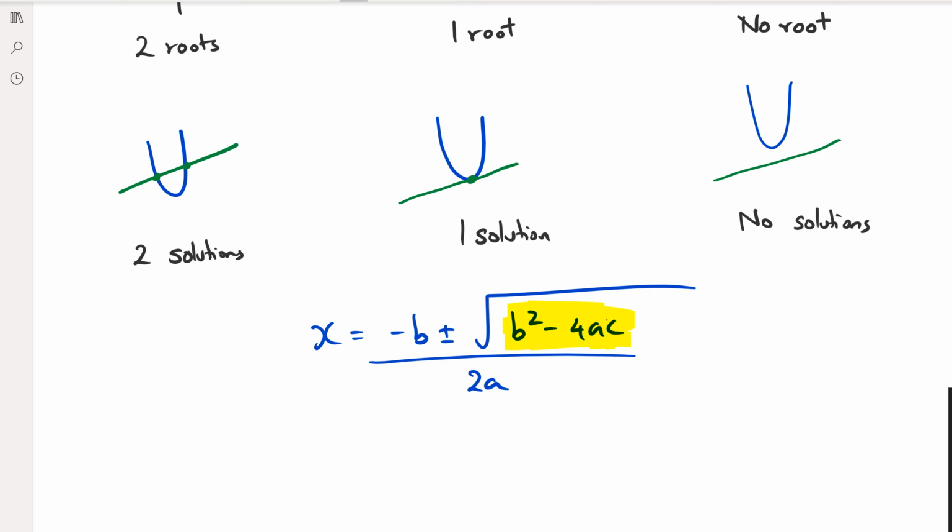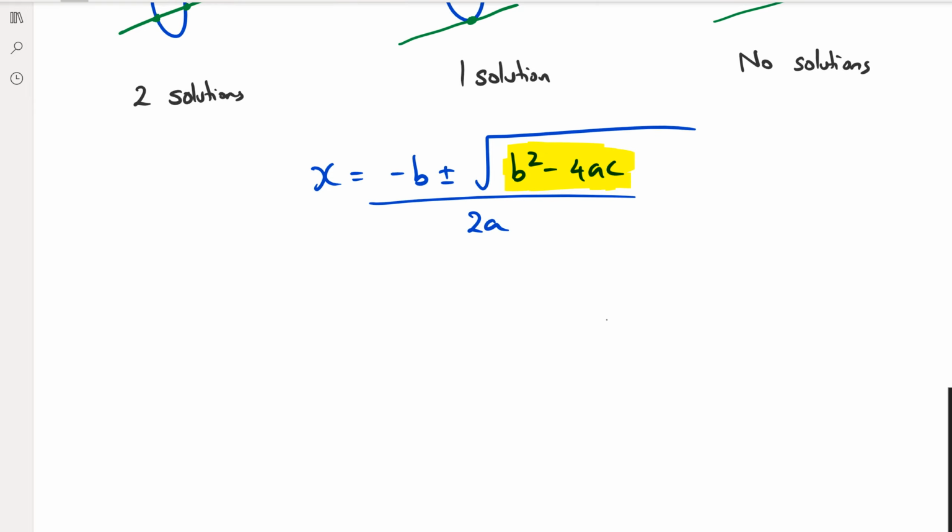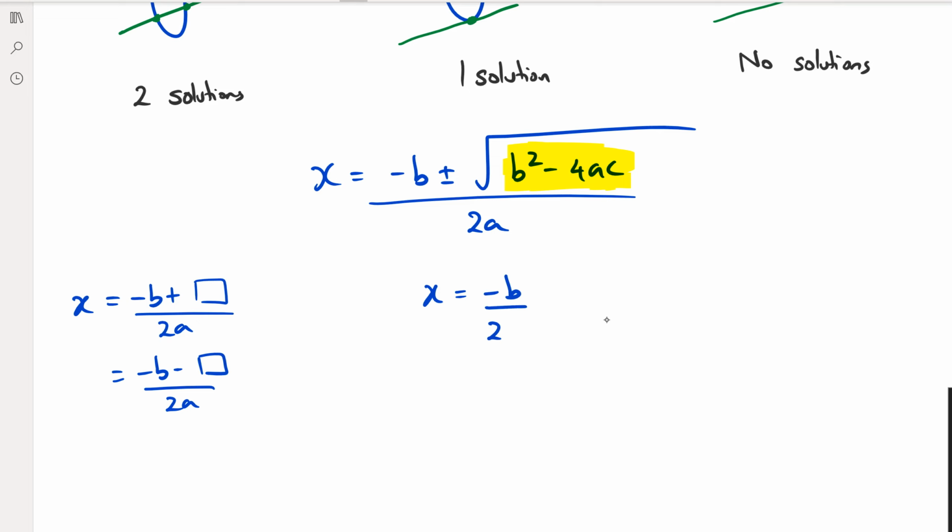Let me show you what I mean. Let's go with the first one. If the yellow number was positive, then you can take the square root of a positive number, which is going to be a positive number. That means you're going to end up with two answers: x equals minus b plus that square root number, over 2a, and your second answer is minus b minus the square root of that yellow number, over 2a. But if it was equal to 0, then you're only going to get one answer, minus b over 2a, because minus b plus or minus 0 means you don't really have to do anything with it.